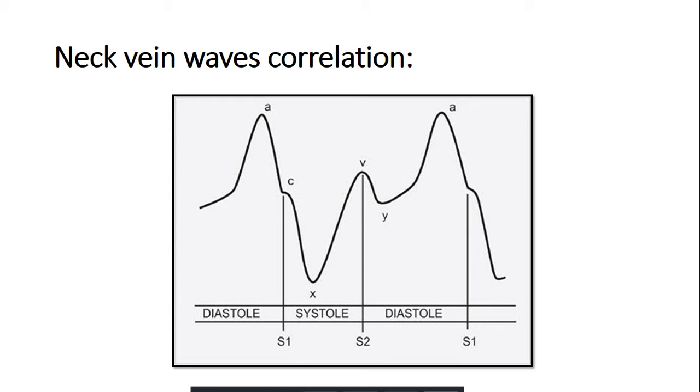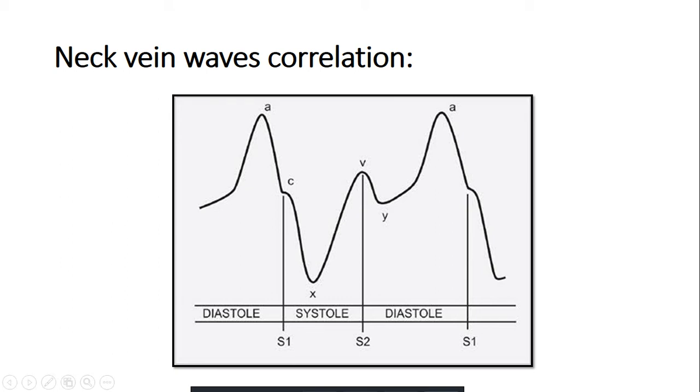Key number two: anything that makes a volume overload, not pressure overload. Pressure overload gives a big A wave. Volume overload will make a big V wave.